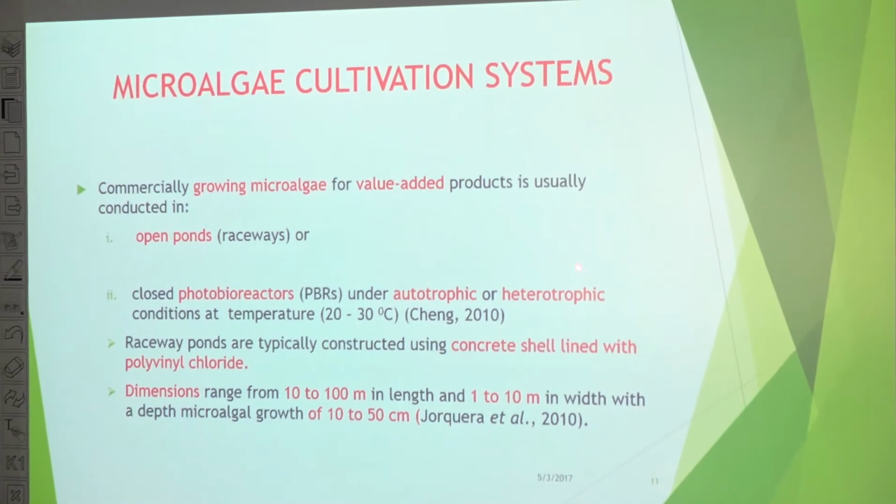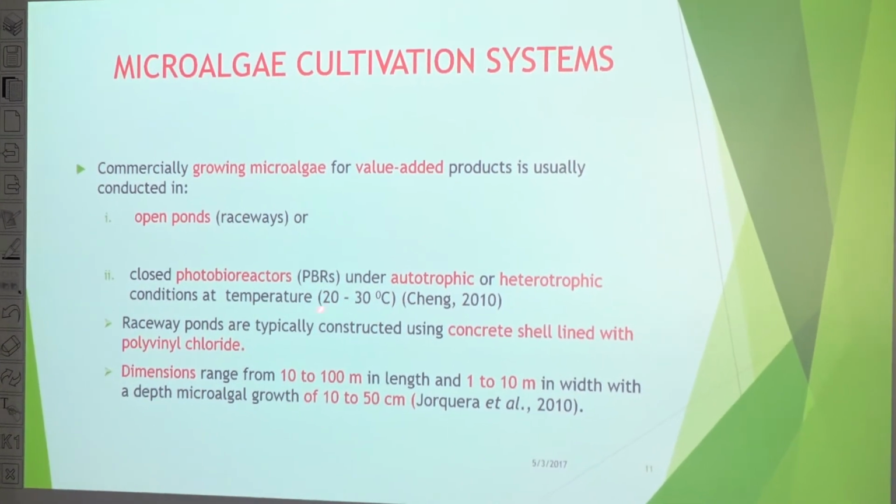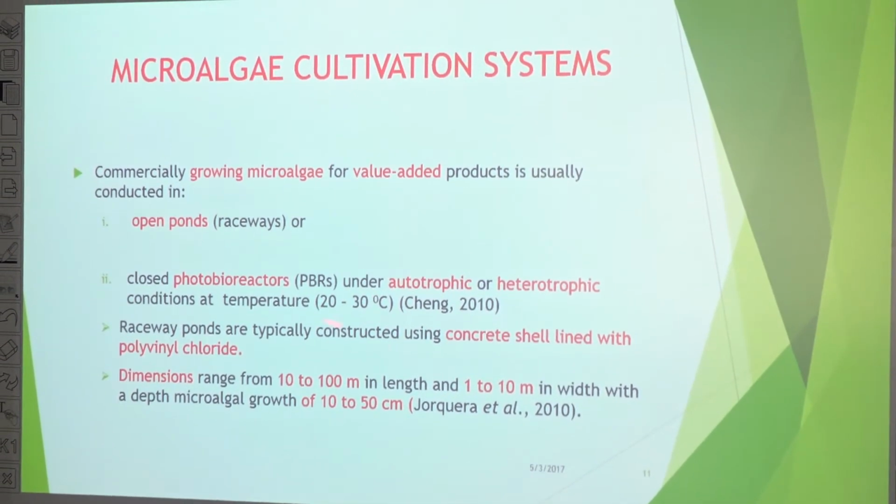Then there's what we call heterotrophy. Heterotrophy, this one you have to provide a carbon source, for example glucose, so that it can carry out its function. Then there's mixotrophy, which comes under autotrophic or heterotrophic conditions at a temperature between 20 and 30 degrees Celsius.